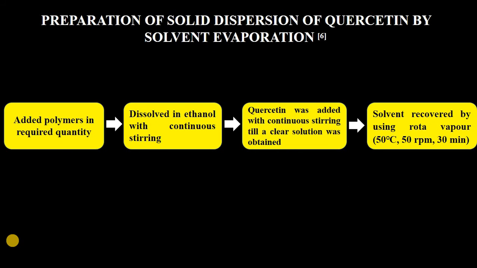The process of solvent evaporation for the preparation of solid dispersion of quercetin includes various steps. The first step is addition of polymers in required quantity. Here the polymers are PEG6000 and Pluronic F127. The next step is to dissolve this combination of polymers in ethanol with continuous stirring. Then quercetin was added to this mixture of polymers with continuous stirring till a clear solution was obtained. Further, the solvent was recovered by using a rotavapor at 50 degrees centigrade at 50 rpm for a duration of 30 minutes.